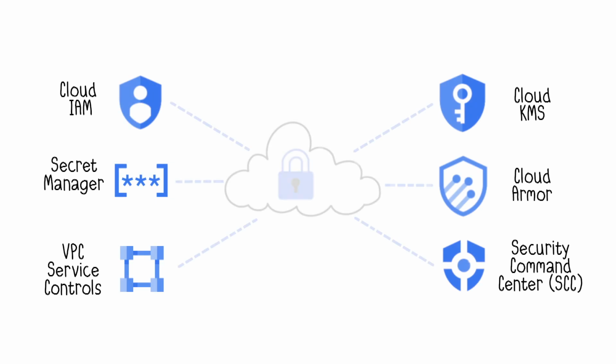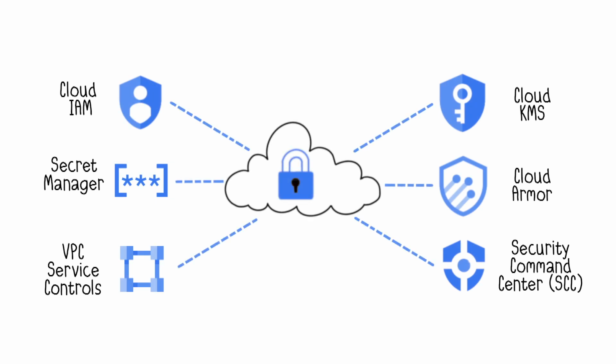Focusing now on security services. Cloud IAM, for Identity and Access Management, centrally manages permissions and access to resources within your Google Cloud environment. It offers granular control over who can do what on which resources, ensuring that only the right people and entities have access to the right resources. Secret Manager is a dedicated service for the secure, centralized storage and management of digital secrets, such as API keys and database passwords, service credentials, certificates, and encryption keys, etc.